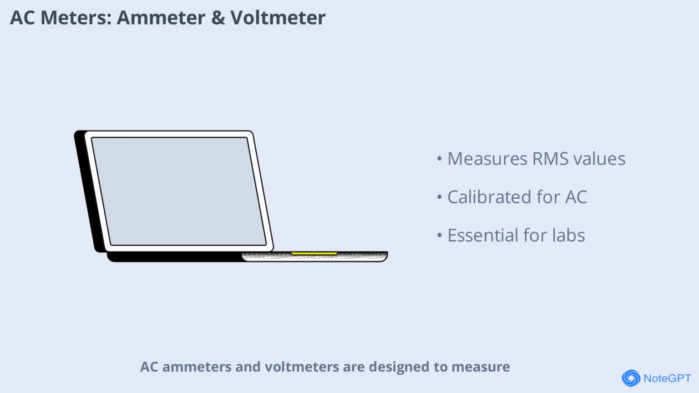AC ammeters and voltmeters are designed to measure the effective or RMS values of current and voltage. These meters are calibrated to give accurate readings for sinusoidal AC signals. Understanding how to use these instruments is essential for practical work in laboratories and electrical maintenance.